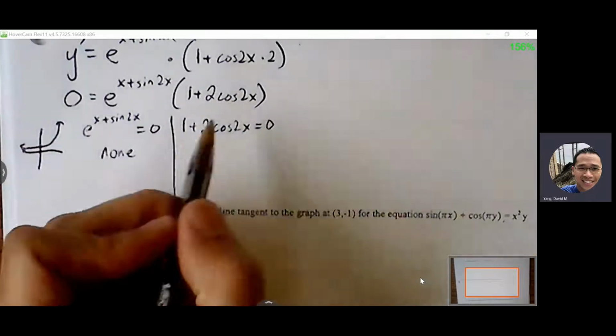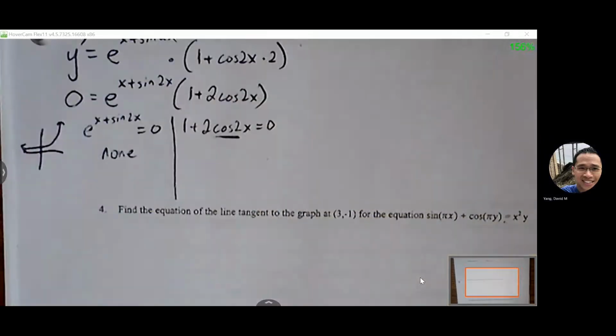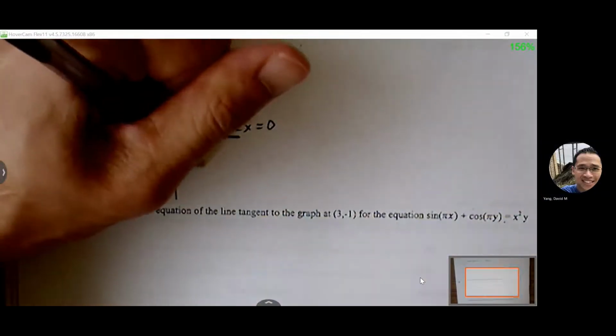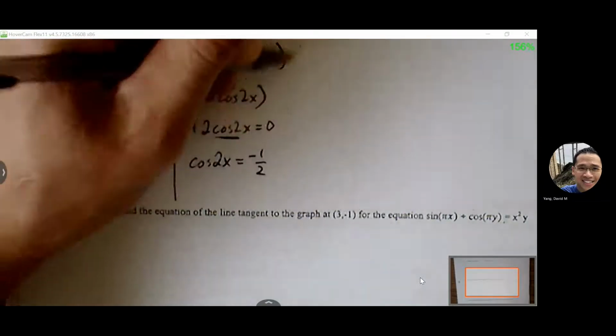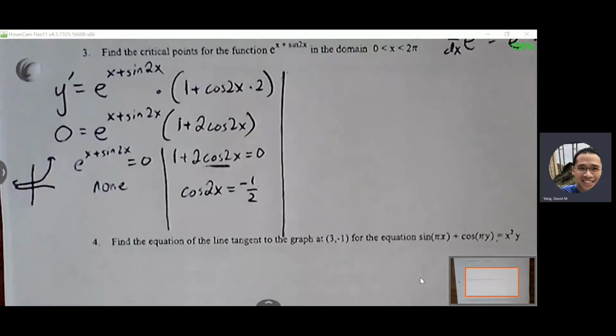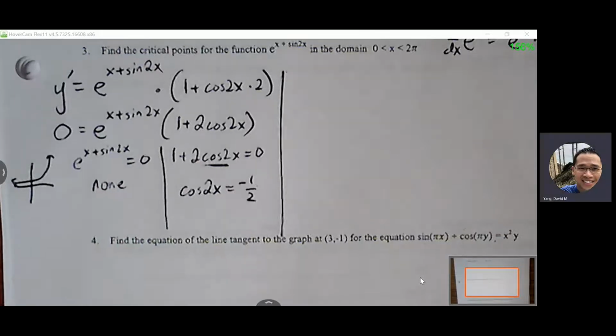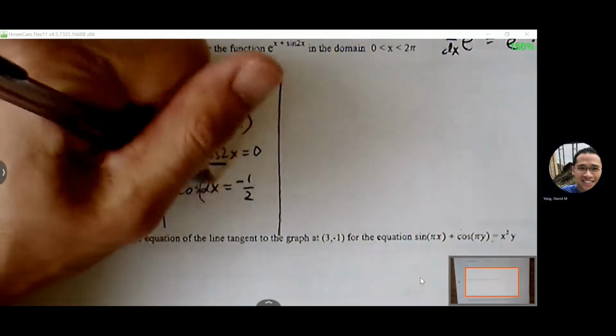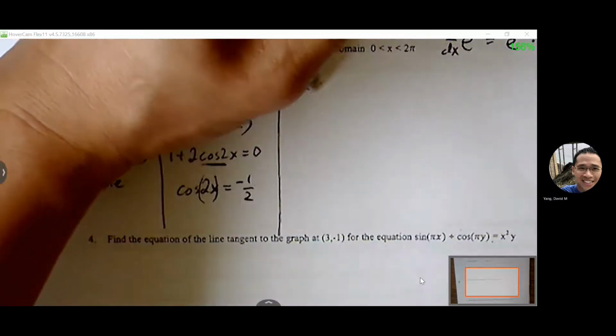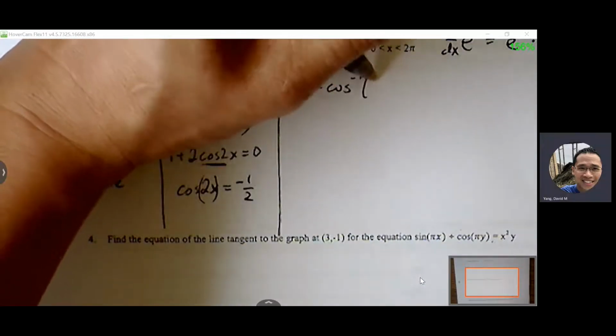Okay, so I'm going to try to get that cosine of 2x by itself. So I'm going to subtract 1, divide by 2. So we're not going to have to deal with double angle identities. Rather, we're just going to work with inverse trig. So we're going to try to get that 2x by itself by moving that cosine over. So 2x is equal to inverse cosine of negative 1/2.